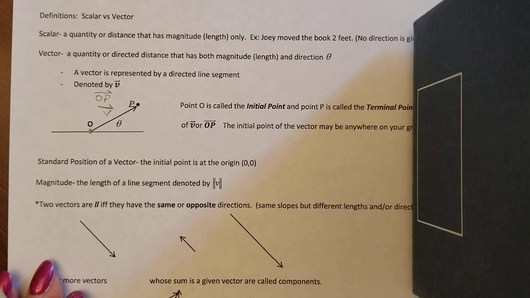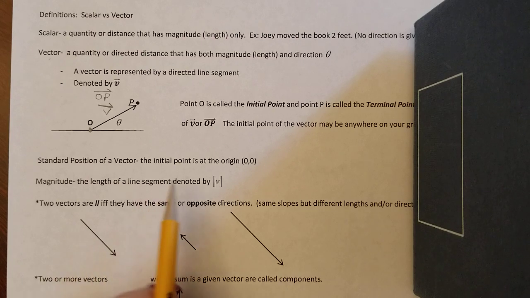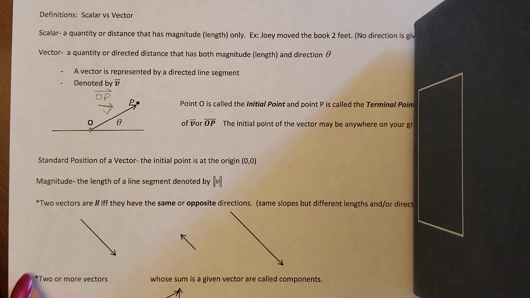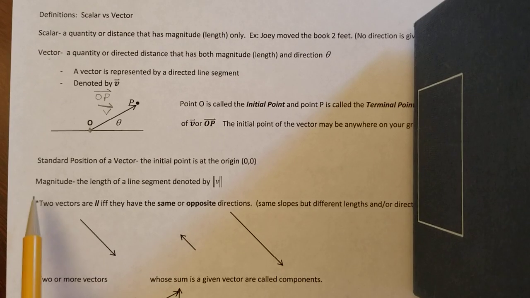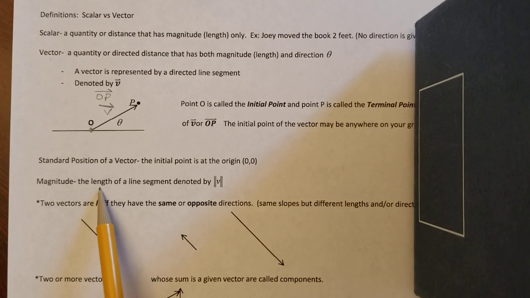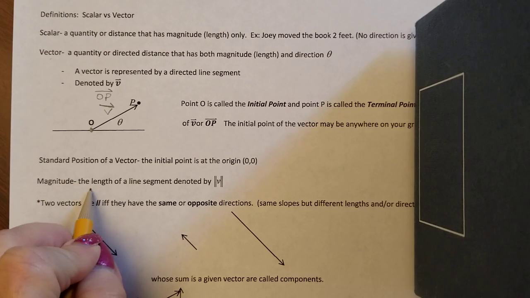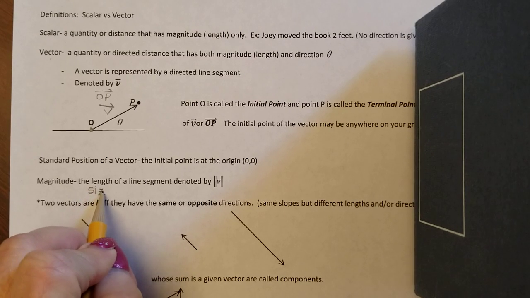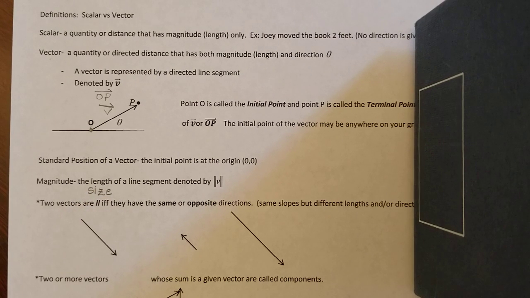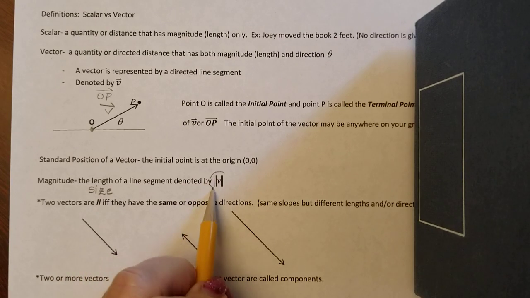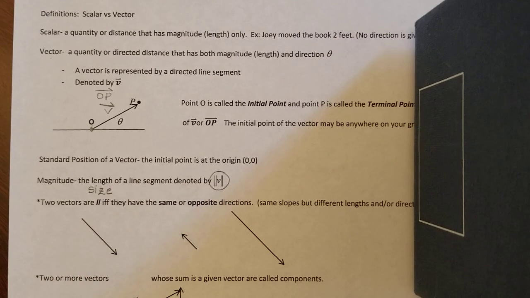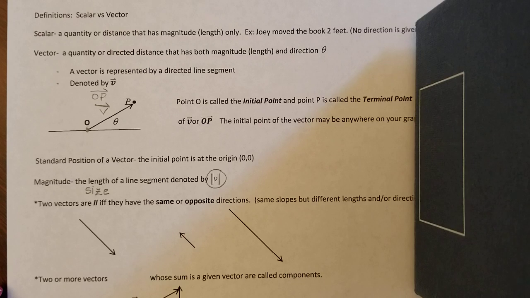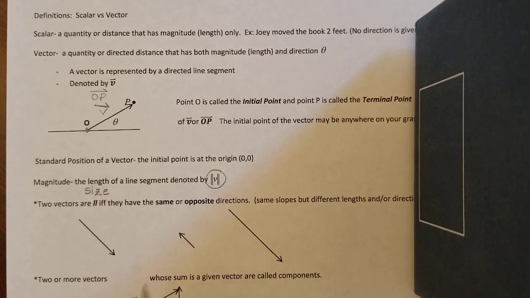The standard position of a vector starts at 0, 0. That's just common. Vectors don't have to start at 0, 0. They could really start anywhere unless it says draw a vector in standard form. The magnitude is a fancy name for the length or the size. It's denoted by what looks like absolute value, but when you're talking about vectors, it means the length of vector V.